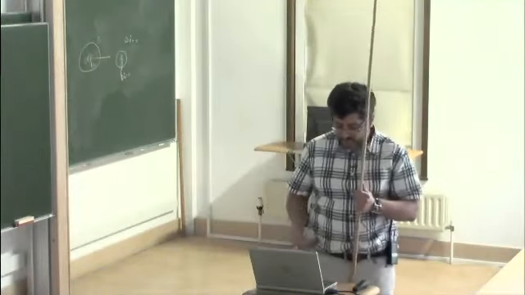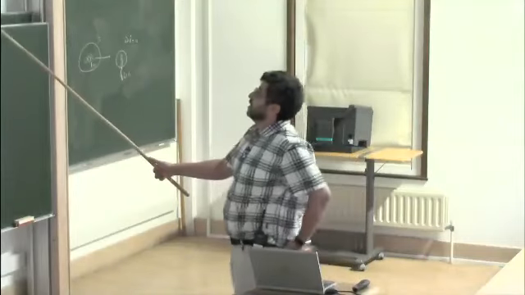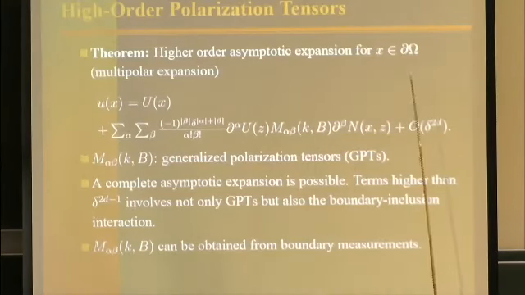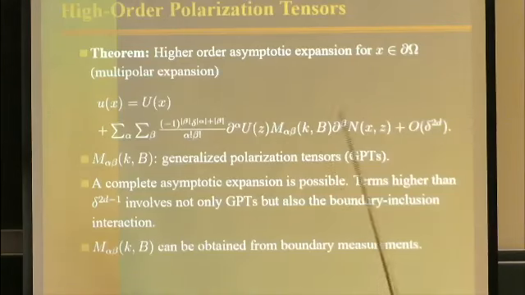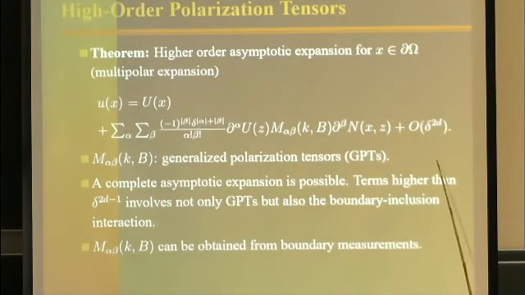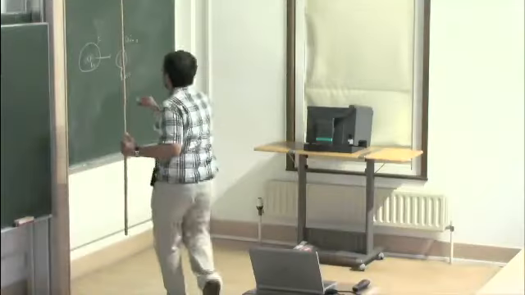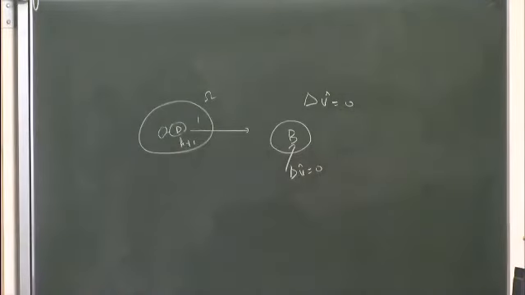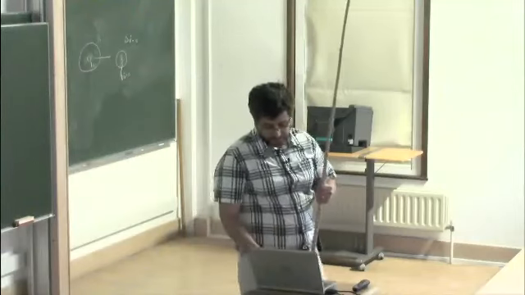So I will call this M, alpha, beta. I will call them higher order polarization tensors or generalized polarization tensors. And actually, a complete asymptotic expansion is possible. And actually I stopped here, up to the volume to the power 2, because after that you have interaction between the inclusion and the boundary. But it's possible to write down the complete asymptotic expansion.